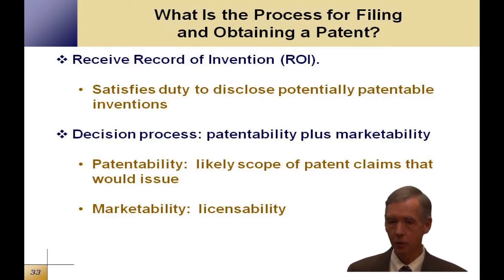If we have great marketability for a given invention, but we don't have reasonable scope of patent claims, that's not a sufficient basis to proceed with a patent filing. No one will take a license to a patent that has extremely narrow claims. So this is the basis of the decision. It's the assessment process that the Tech Transfer Office goes through before proceeding further with patent filings.